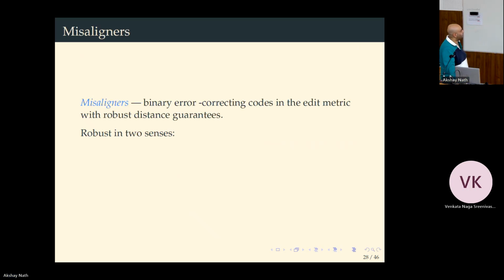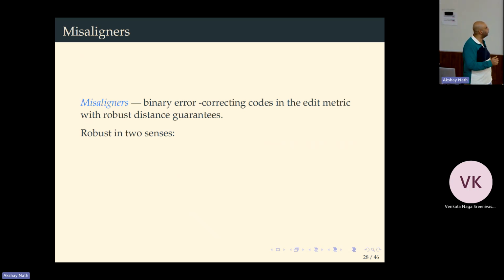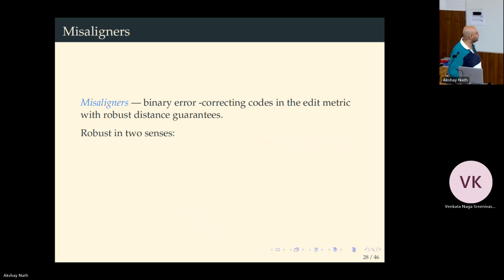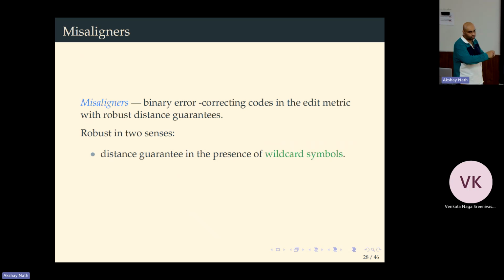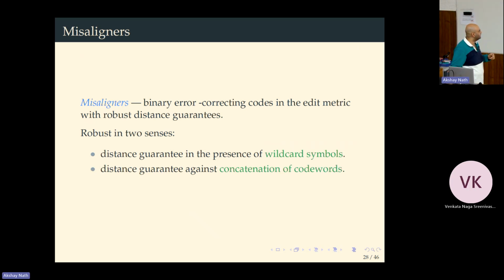Well, we introduce a new notion of binary error correcting codes with some very robust distance guarantees. And we call them misaligners. And it's robust in 2 senses. In the first sense, the string itself is not just over 0, 1, but 0, 1 and wild characters. So 0, 1, star. And it has distance guarantees even with the star taking 0 or 1. And second, it's not just the distance between two code words, but you can concatenate two code words, look at substrings, and it still guarantees some distance.